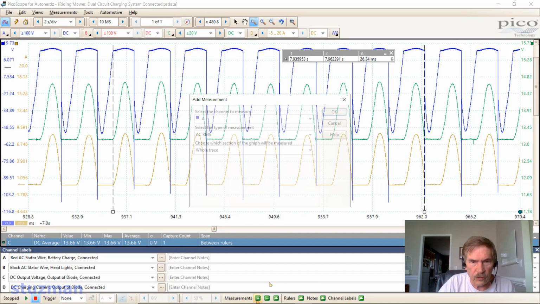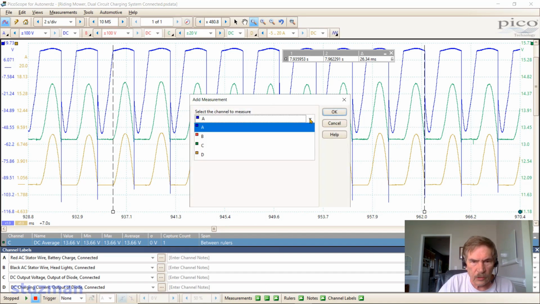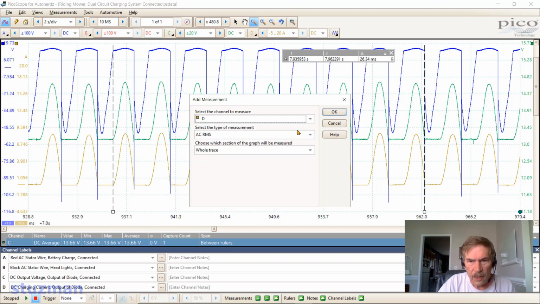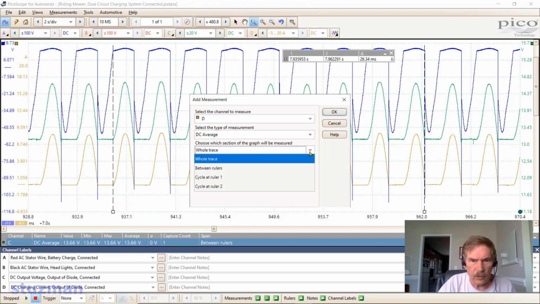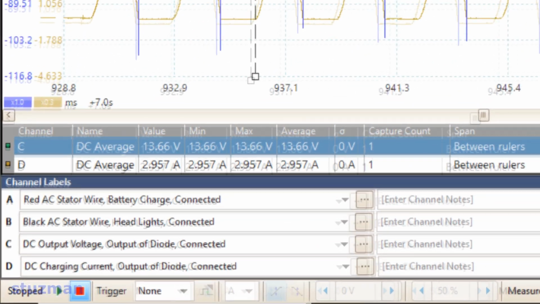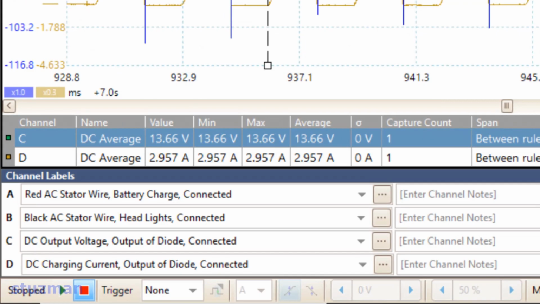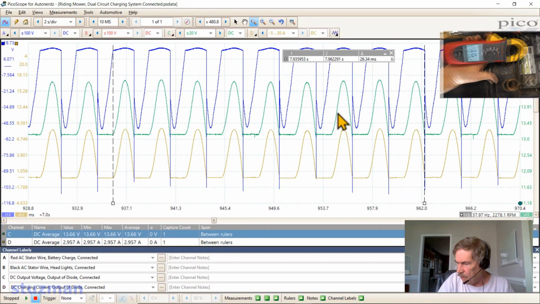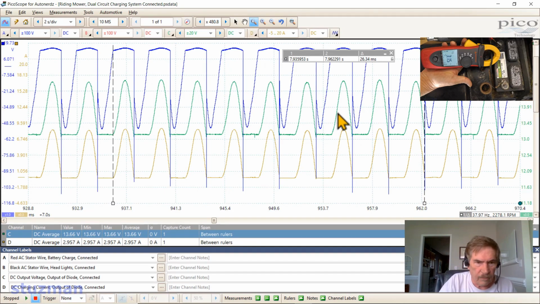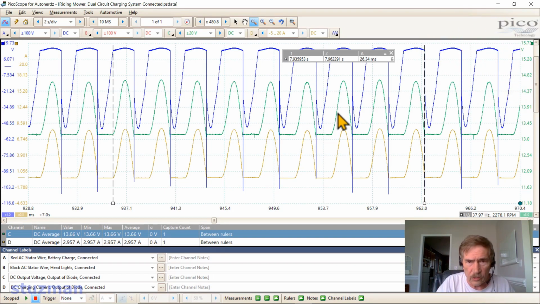Okay, let's get another measurement. This one is going to be for the DC charging current. So let's go down to D, and let's get our DC average between the rulers, and let's see what we got. Well, I got 2.957. That's the PicoScope measurement. And for my own measurement I got 3.15. So we're very close. It all looks like it's doing pretty good here.